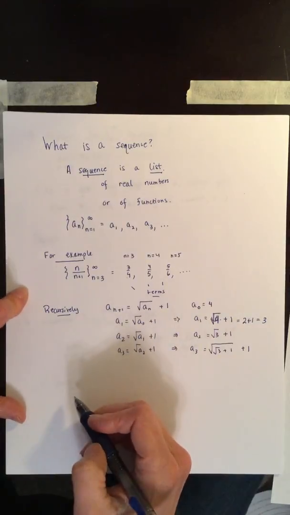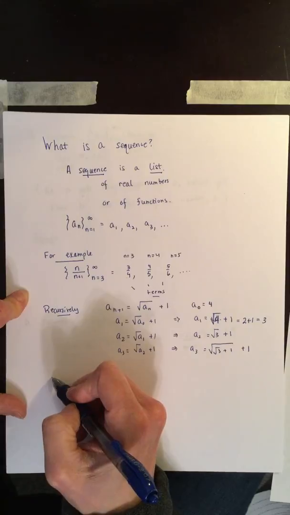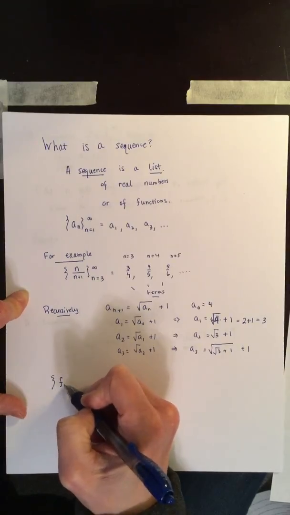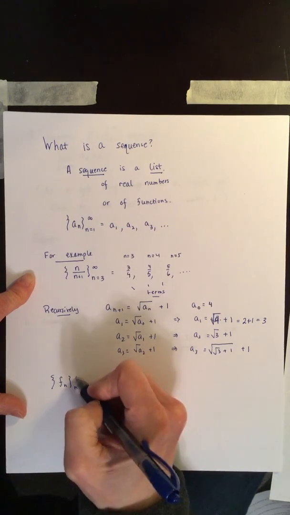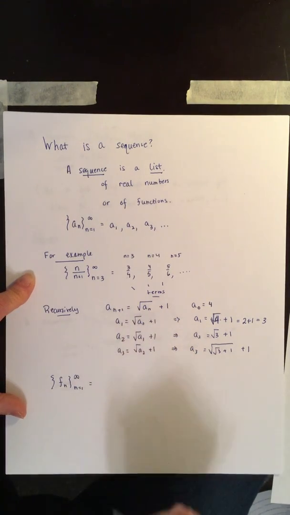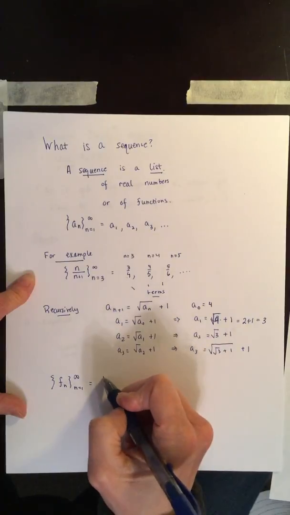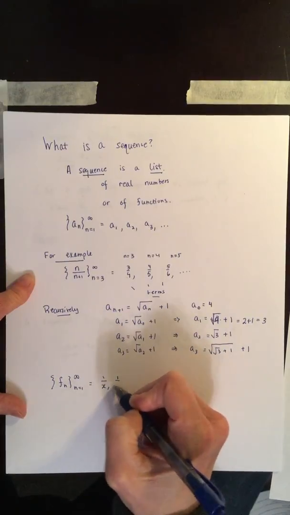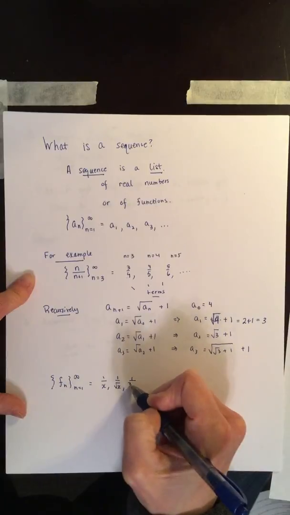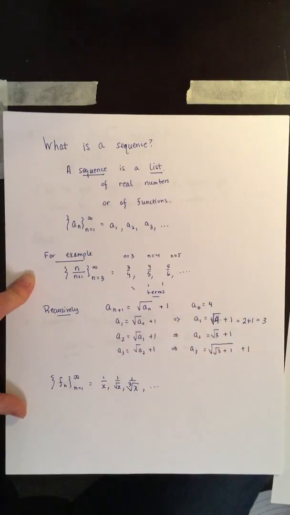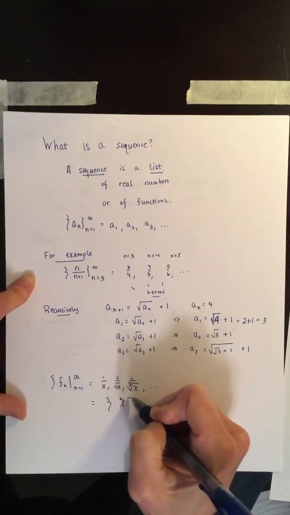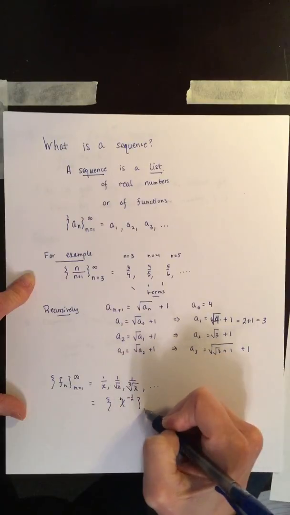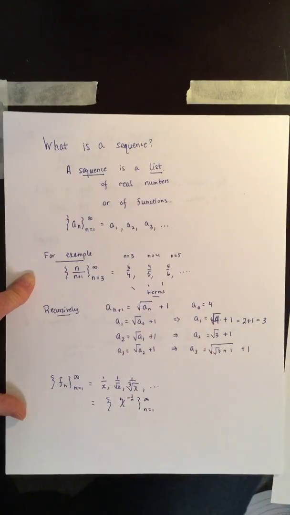Alternately, I could say that a sequence is a list of functions. For example, I could have the sequence of functions f sub n, where n begins at 1 and continues to infinity, and maybe I want my list of functions to be 1 over x, 1 over the square root of x, 1 over the cube root of x, and so on. In which case, I would say that my list of functions would be x to the negative 1 over n, where n begins at 1 and continues to infinity.